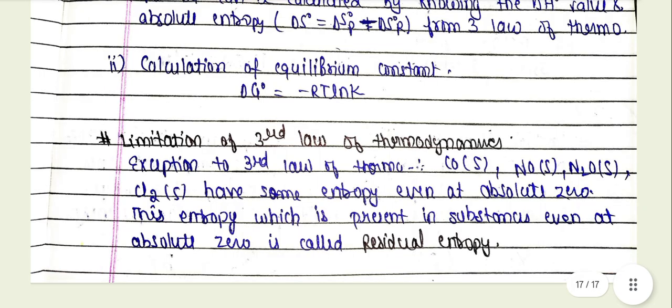Limitations of the third law of thermodynamics. Exceptions to the third law of thermodynamics are CO, NO, N2O, and Cl2O solids, which have some entropy even at absolute zero. This entropy, which is present in a substance even at absolute zero, is called the residual entropy.